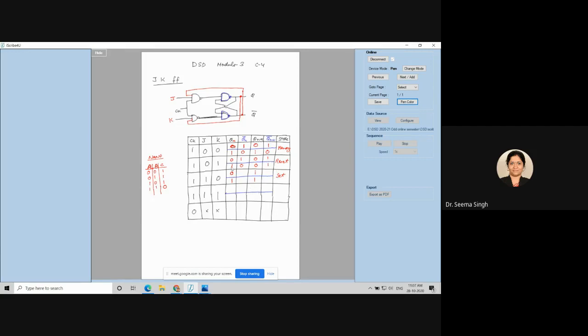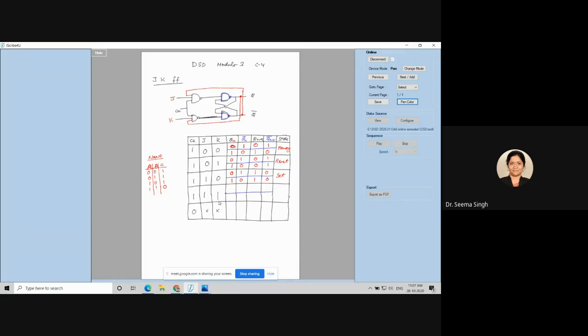So now these are the main columns. Of course Qn bar will be the complement of Qn, and Qn plus 1 bar will be the complement of your Qn plus 1. So this is same as your SR. What you have to understand now is only this second last row. Of course, the last row is the case when your clock is 0. It will not bother about the input. So it will become a don't care.